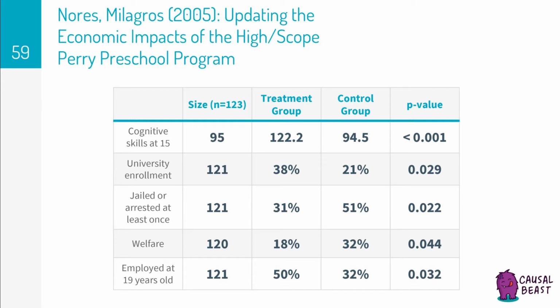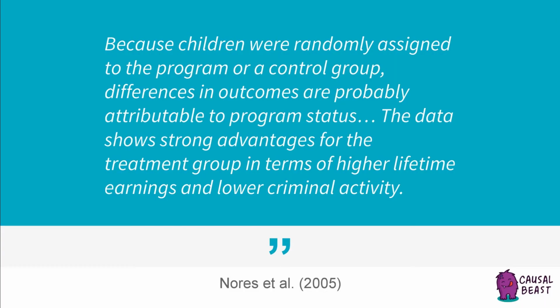A rule of thumb is that if the p-values are less than 5%, we can reasonably say that there is indeed a treatment effect of enrolling in the peri-preschool program, and it's not just due to chance from sampling error. This is the conclusion from the authors of the study. Because children were randomly assigned to the program or a control group, differences in outcomes are probably attributable to program status. The data shows strong advantages for the treatment group in terms of higher lifetime earnings and lower criminal activity.